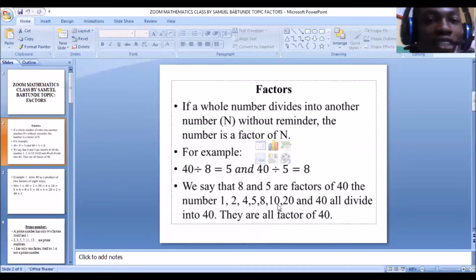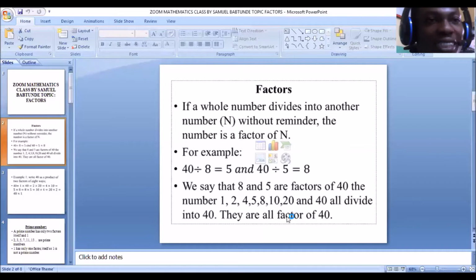10 can go into 40 4 times. 20 can go into 40 2 times. And 40 can go into 40 1 time without a remainder. So therefore, 1, 2, 4, 5, 8, 10, 20, and 40 are factors of 40. They are all factors of 40.